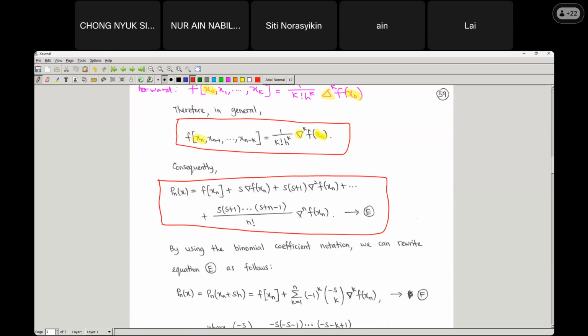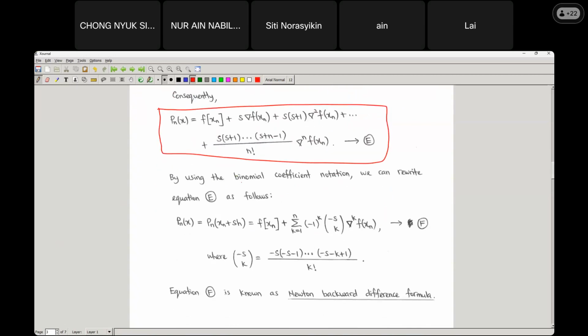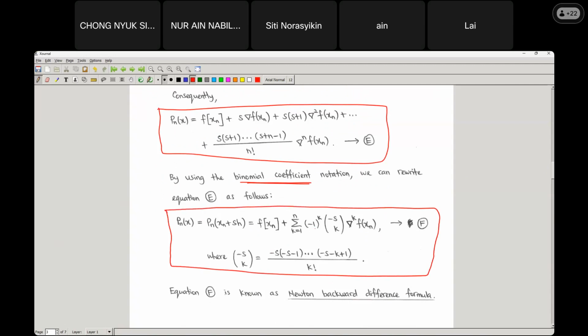And the next one, if you write it in the binomial coefficient notation, this is a simplified version in the binomial coefficient notation. Here, the negative s choose k, you need to be careful. This one, the formula is this one. You need to use it here because it's backward. Forward is with the positive s. So we know that this is the Newton backward difference formula. So you need to remember this. Okay, so this is the one.